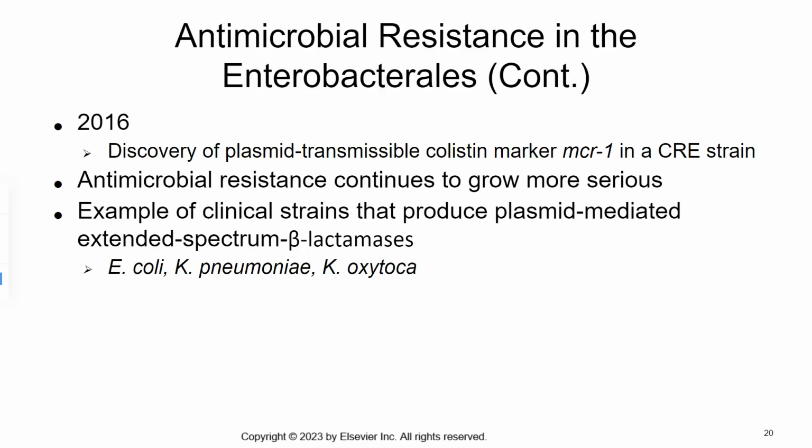Examples of strains that produce plasmid-mediated extended-spectrum beta-lactamases, ESBL, would be E. coli, K. pneumoniae, and K. oxytoca.